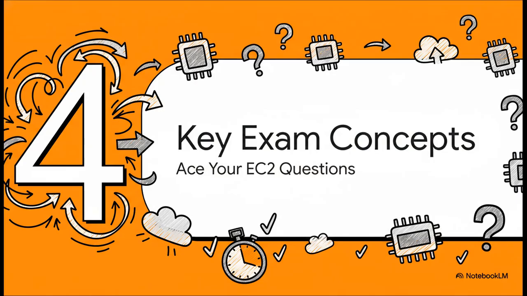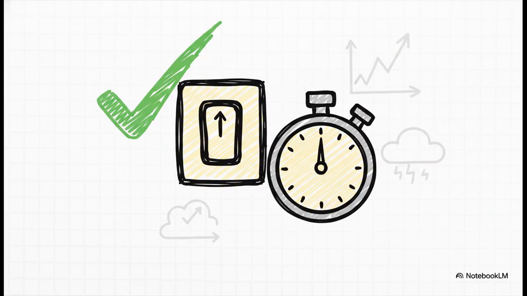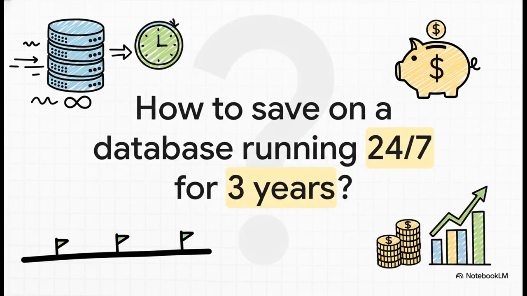Okay, let's make sure all of this sticks. We're going to do a quick fire round with a few scenarios, just like the kind of questions you're going to see on the Cloud Practitioner exam. You ready? First one, you've got a workload, it's short-term, it's unpredictable, and the most important part, it cannot be interrupted. What are you going to choose? Yep, you got it. It has to be on demand. You need that pay-as-you-go flexibility, but more importantly, you need the guarantee that you're the one in control of when it starts and stops.